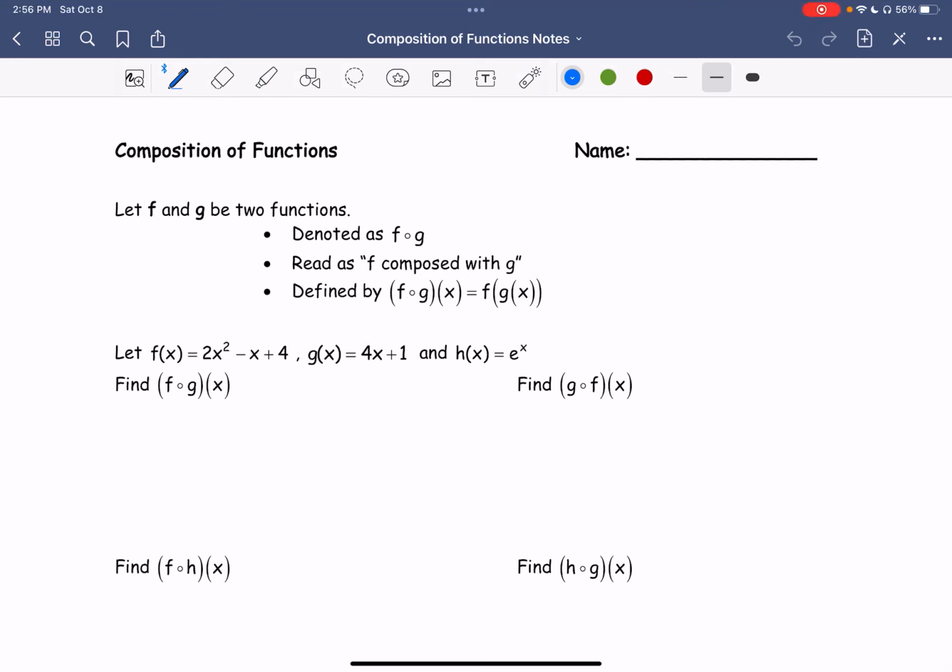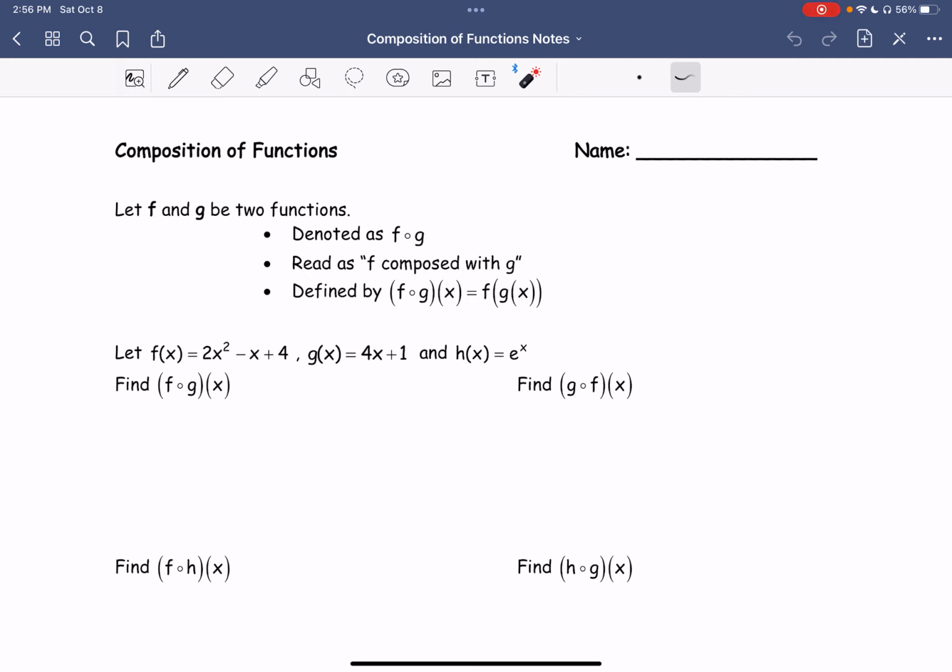Hey guys, today we're going to be talking about composition of functions. We'll start off with a few definitions. So let f and g be two functions denoted as f composed with g. The symbol for composition is this little open circle. Don't confuse it with multiplication. We're not going to be multiplying it today.